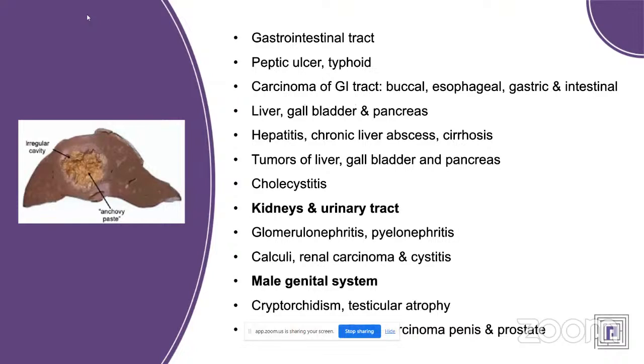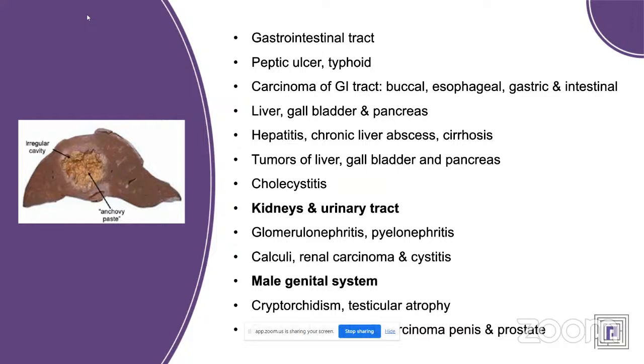The next system is GIT. In the gastrointestinal system, there are so many topics. The first topic is peptic ulcer, which is the most common condition we see, and typhoid fever, and carcinoma of the GI tract. The GI tract is very big, right? So starting from the buccal mucosa, esophageal, gastric, and intestinal, all these carcinomas are discussed.